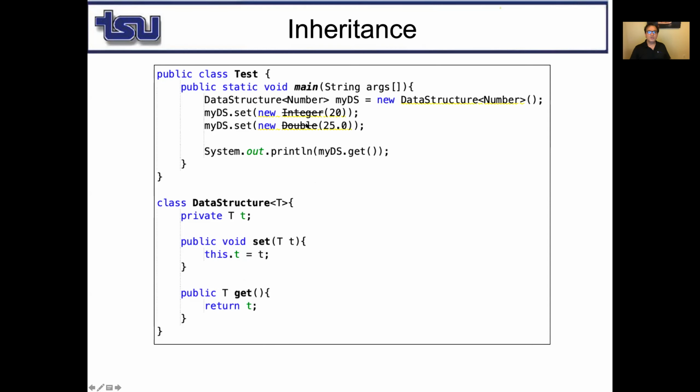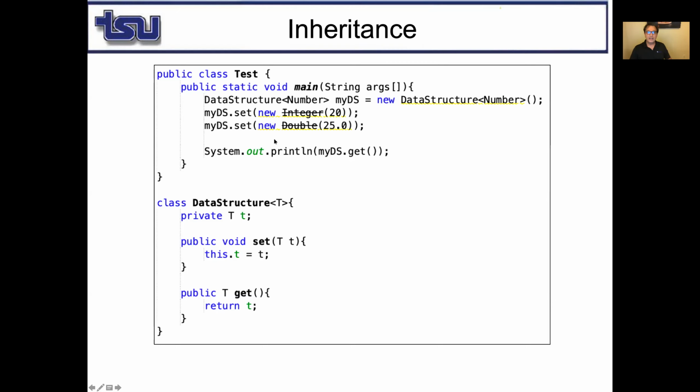Okay, so here we said that I have a data structure, and the data structure's generic type is what? Number. That means I can add a number to this data structure. Since Integer is a subclass of the Number class, when I create an Integer object, actually I'm creating a Number object. So this is fine. Similarly, Double is a subclass of the Number class. So when I create a Double object, actually I'm creating a Number object.